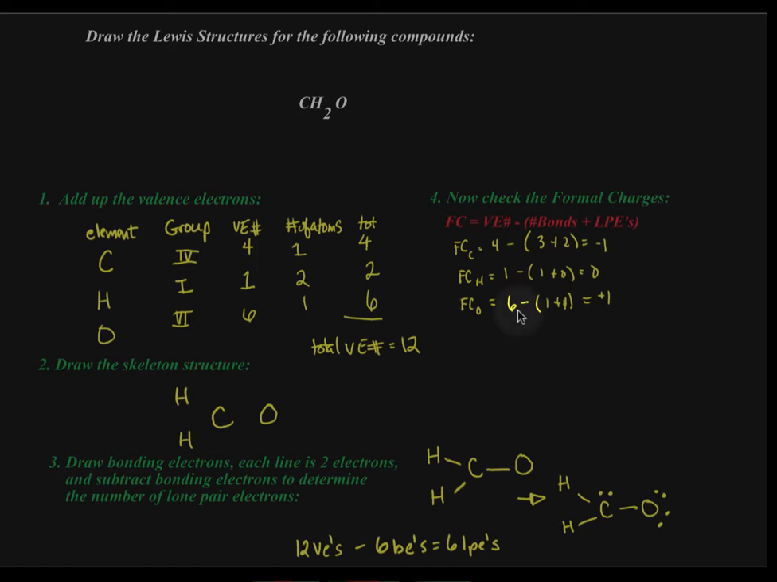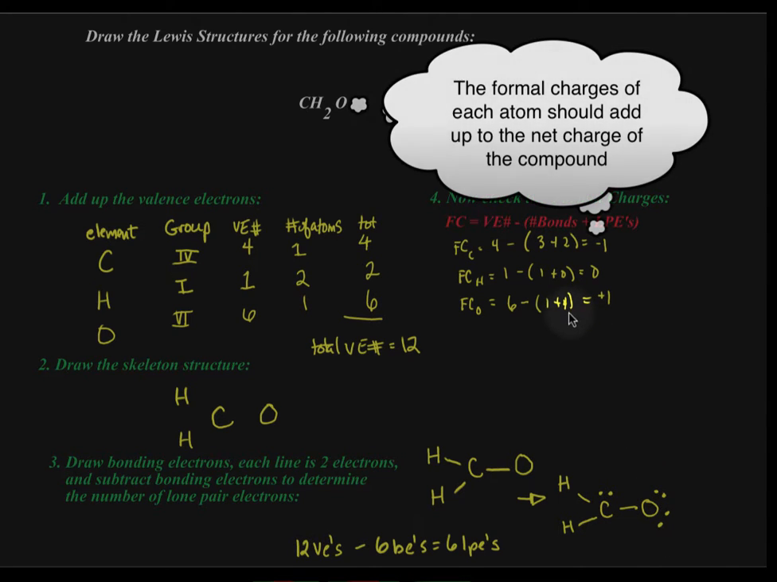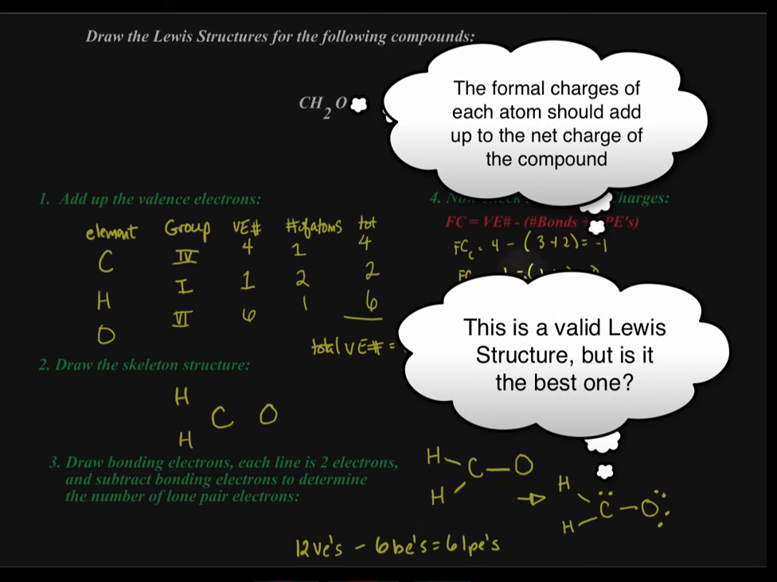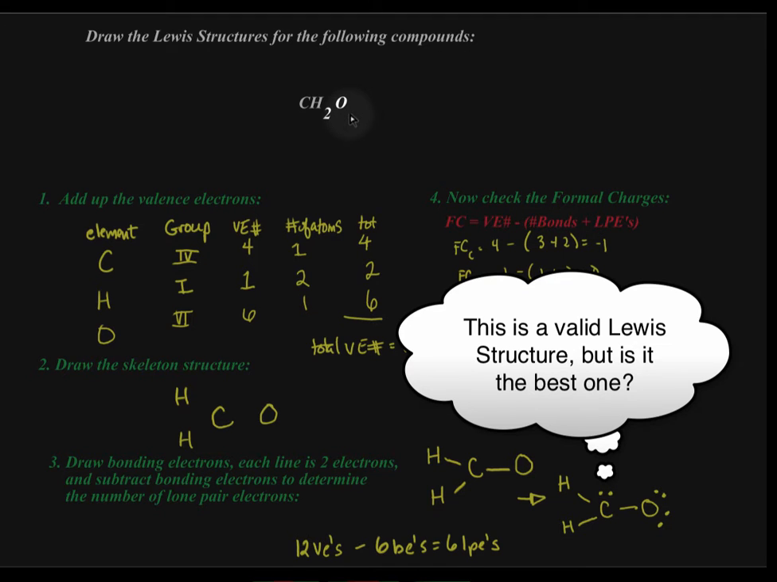Formal charge of oxygen: 6 is the group number, so 6 valence electrons minus 1 bond plus 4 lone pair electrons gives me a plus 1. So the net charge does work out. This is a valid Lewis structure because -1 plus 1 is 0, and formaldehyde is neutral. There is no charge there.